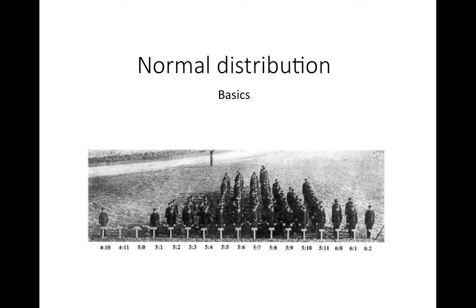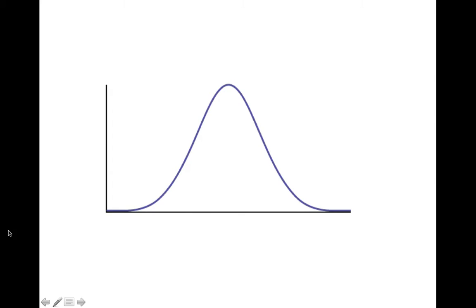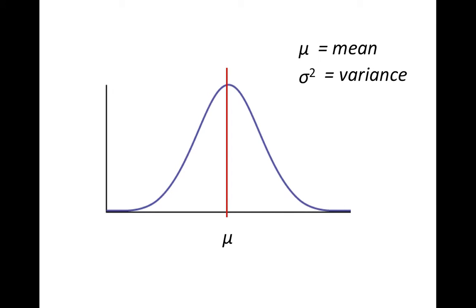So what is a normal distribution? Well, you probably recognize this classic bell shape. Any normal distribution can be described by two parameters. The first of them is the mean, which we denote by the Greek letter mu. And the second one is the variance, the width of the distribution, which we denote by the Greek letter sigma to the power of 2.